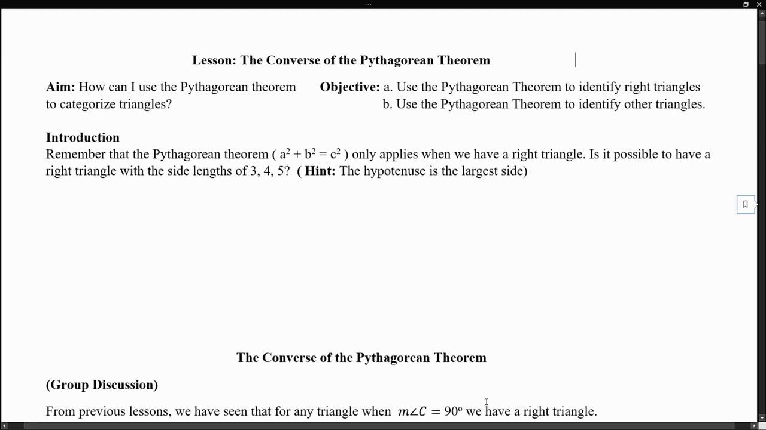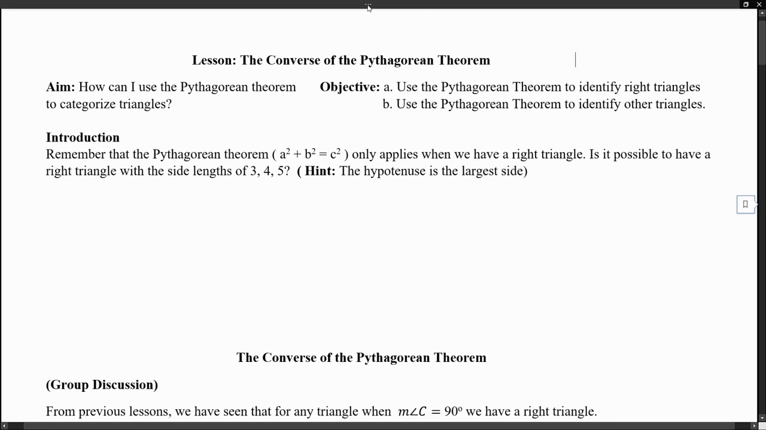Welcome. Today we'll be discussing the converse of the Pythagorean theorem. So let's get started. Let's start by taking a look at this introduction question. Remember that the Pythagorean theorem, which is stated as a squared plus b squared equals c squared, only applies when we have a right triangle. So now the question is: is it possible to have a right triangle whose given sides are 3, 4, and 5?